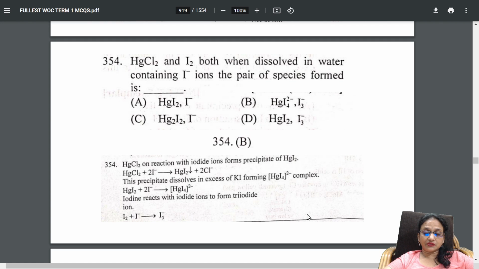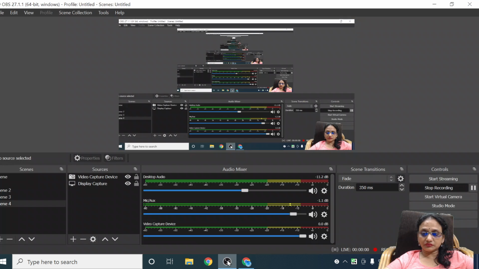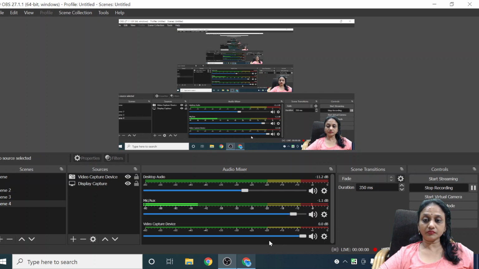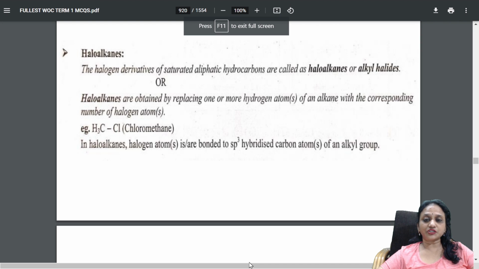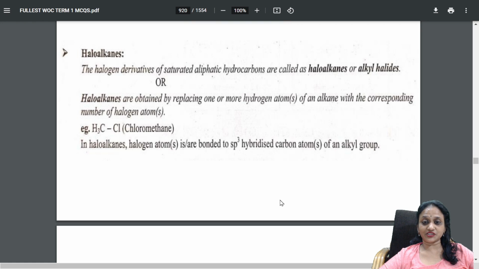Now in the next we are going to see haloalkanes and haloarenes. Thank you, students. All right, students, now let us start off with your next topic, that's nothing but your haloalkanes and haloarenes. Let us first see the notes.